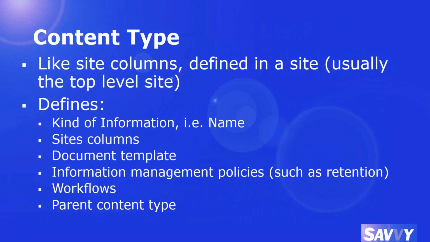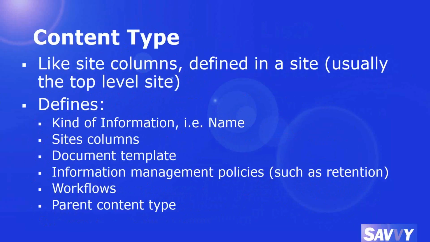A content type, like columns, is defined in a site, usually at the top-level site. It can also be defined in a library. Actually, no, it can only be defined in the site. It used to be you could define it in a library, but not anymore. For a content type, you are going to actually apply the content type to a list or library. What is a content type? The content type fundamentally is a way to reuse a definition in more than one location. What this means is if you have a kind of document, a kind of list item, and you want it to be applied in more than one list or library, you're going to create a content type for it.